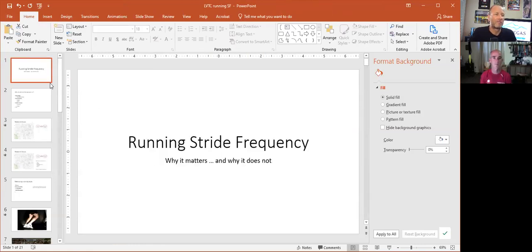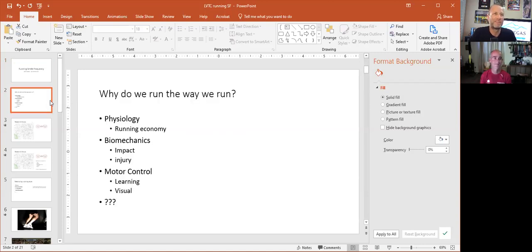Like I said, I've done a lot of work on running, and one of the basic key kinematic descriptors of running is stride frequency. I'll talk about why it matters. I'll talk a little bit about the science of it, and then maybe why it doesn't matter. And then you, as a coach doing some different things, this would be a fun conversation.